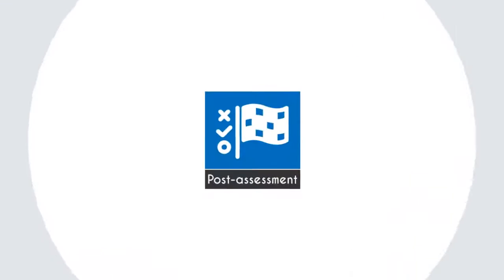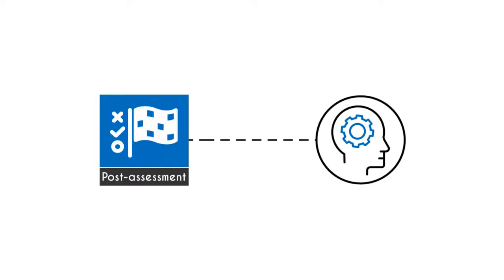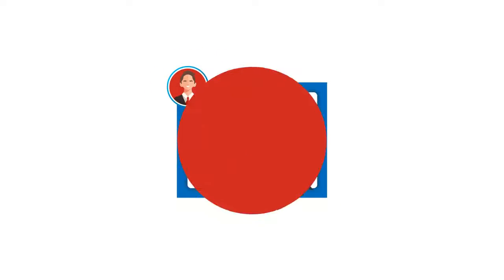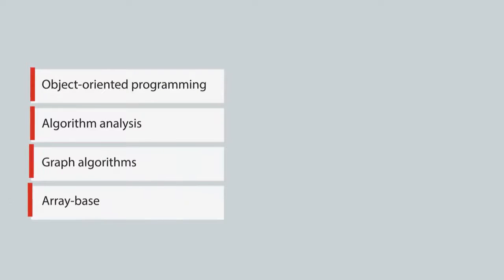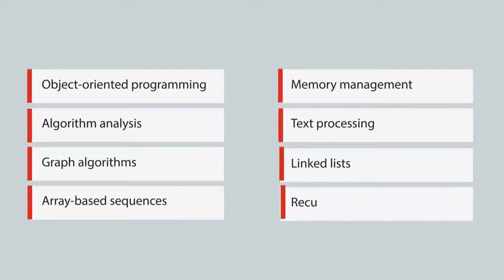In this course, you will receive 75 post-assessment questions that will gauge your understanding and readiness in the course. Finally, once you achieve a readiness score of 90% or more, you will receive a certificate of course completion from uCertify. Upon course completion, you will be able to understand object-oriented programming, algorithm analysis, graph algorithms, array-based sequences, memory management, text processing, linked lists, and recursions.